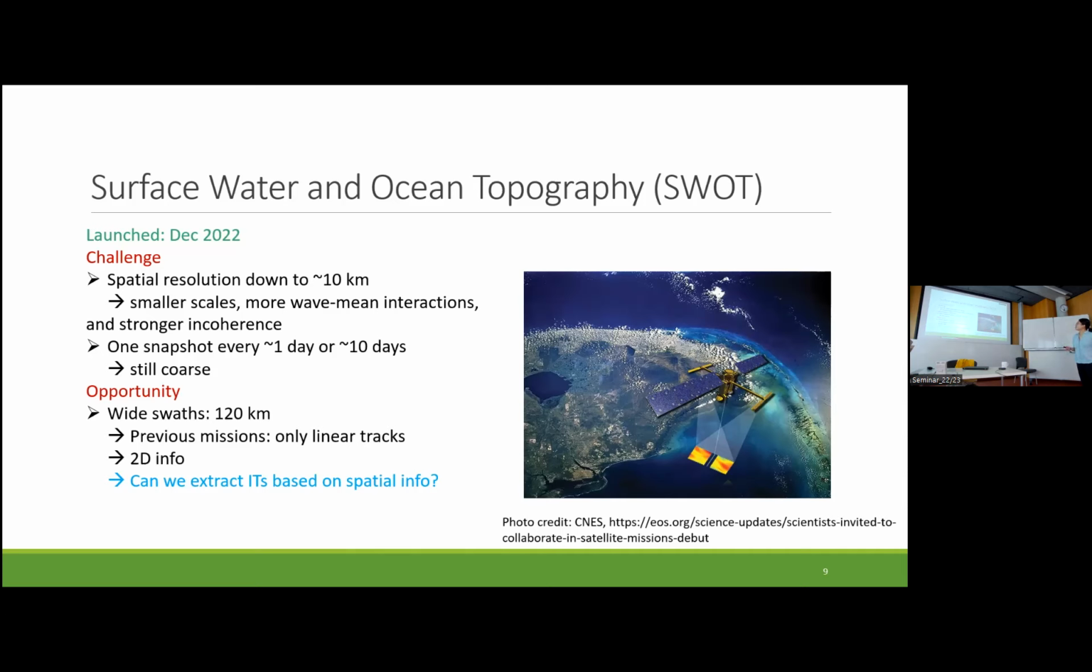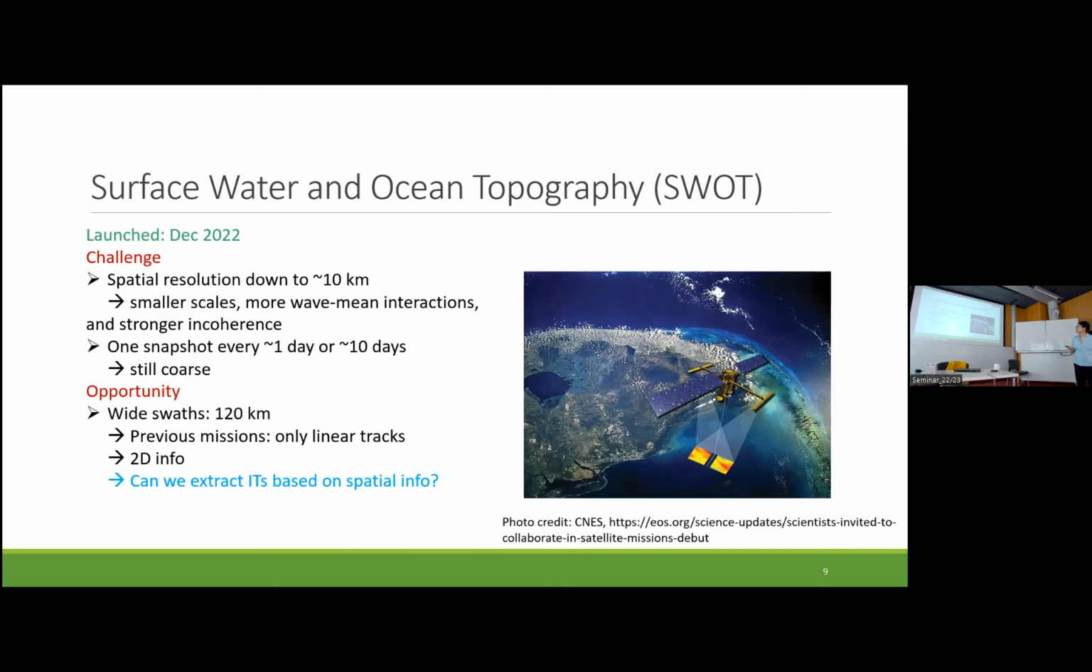And also, SWOT still has very coarse sampling rates in time. During the calval period, it has a sampling rate of 1 day, but during most of these observations, it will have an observational period of about 10 days. So it's still very coarse, and if you are doing harmonic fitting, you still have to deal with the aliasing, and it doesn't help that the signal is also strongly incoherent.